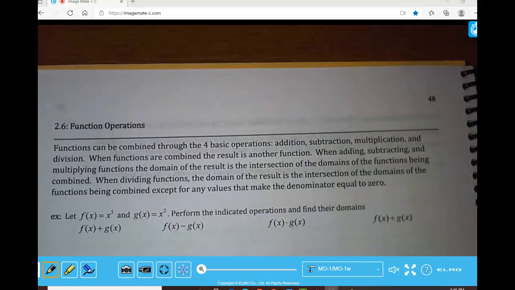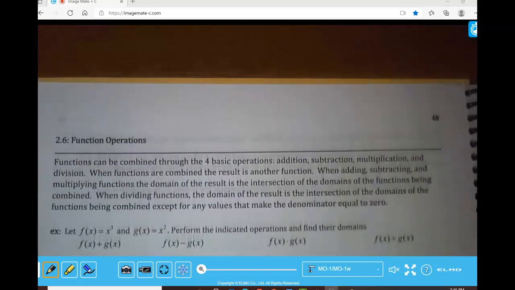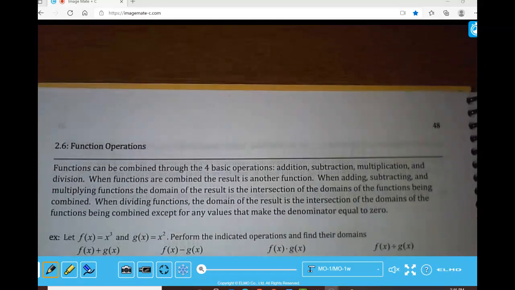If you remember, domain are those x values, and as we start to make new functions out of old functions, we just want to keep our domain in check. So domain again is x. If I were to evaluate these functions, would I be able to use every x possible? All right, so let's just go ahead and get right into it.